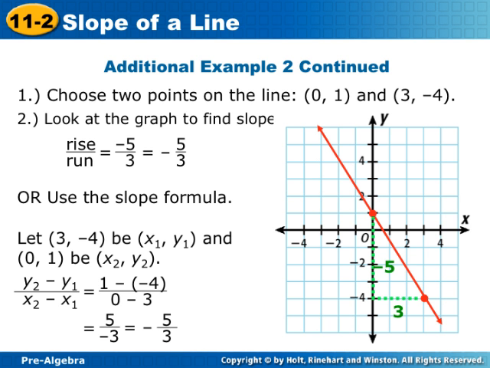The second method to do this is to use the slope formula. We're going to say that this is what each of the points stand for, and if I plug it into the slope formula, again, it's the same answer, and that's what it should be. Our slope is -5/3.